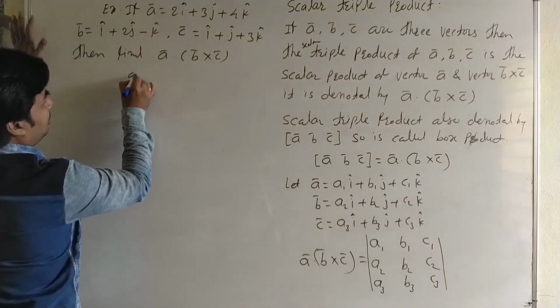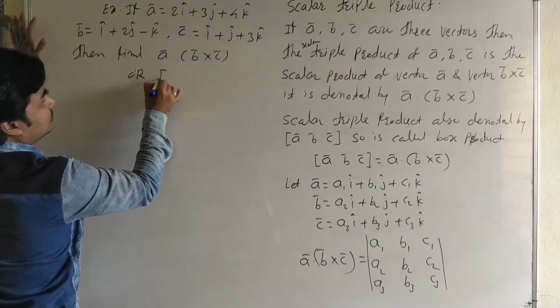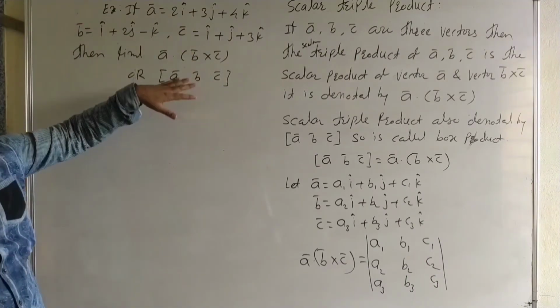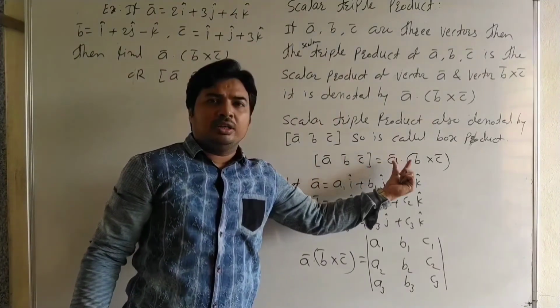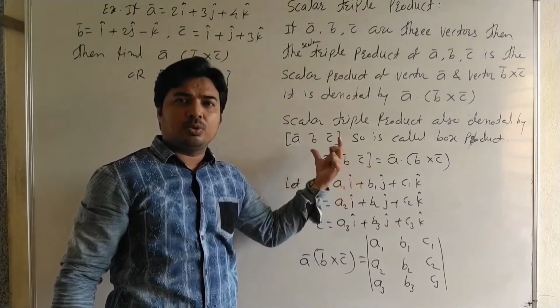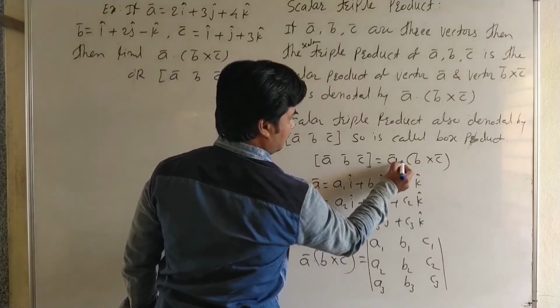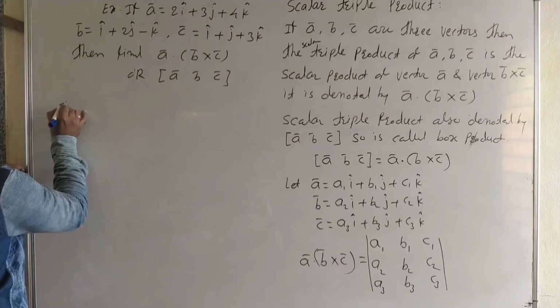Or find the box product of A bar, B bar, C bar. Both have the same meaning. It is a box product, or we can write it in terms of dot and cross product. It is a scalar triple product. We can denote it in the box product form or in terms of dot and cross product form. Now here, therefore, is the solution.